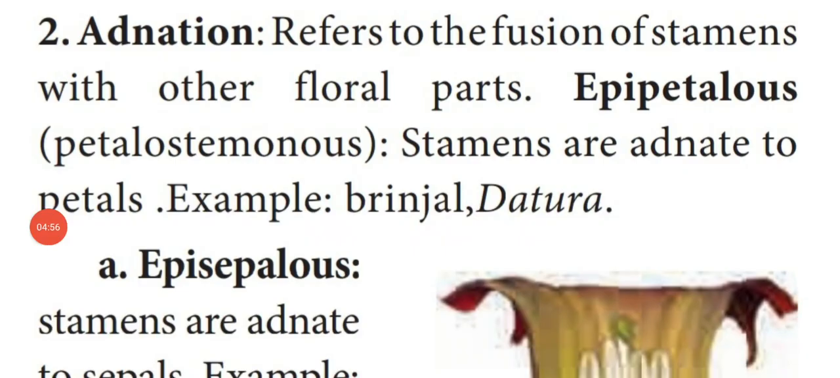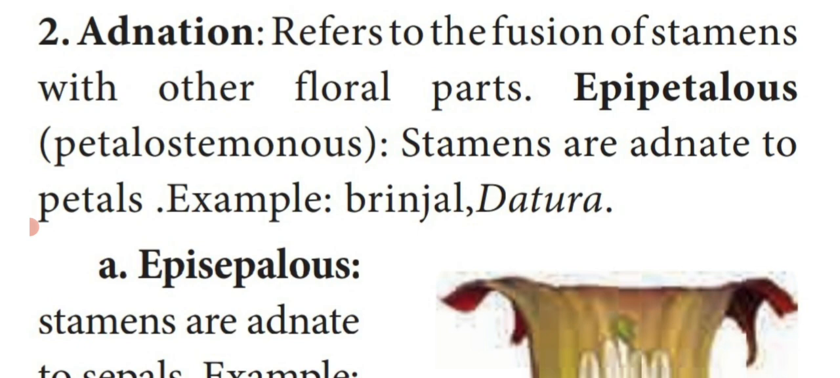Next we are going to see adnation. So what is adnation? Fusion of stamen with the other floral parts of a flower is known as adnation. First one, epipetalous type of adnation. Epipetalous, that means stamen fused with petal. What is petal? I told you in the class. Individual unit of a corolla is known as petal, isn't it?